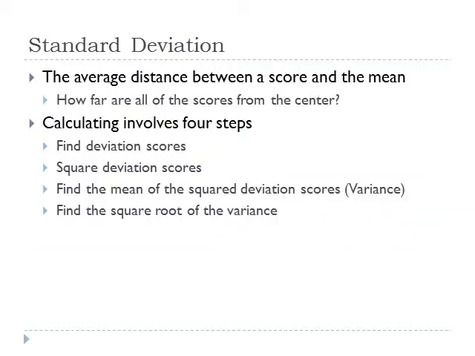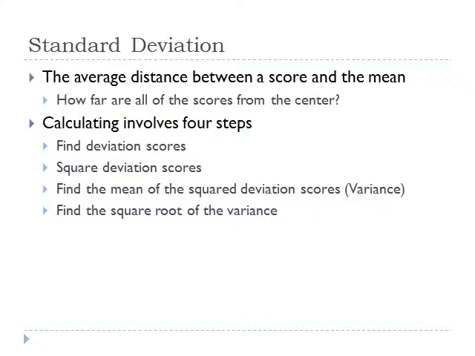Standard deviation is probably one of the most important terms in statistics for you to understand. It's used in the calculation of essentially every inferential statistic. It can simply be defined as the average distance between a score and the mean. That is, how far are the scores from the center of that distribution.